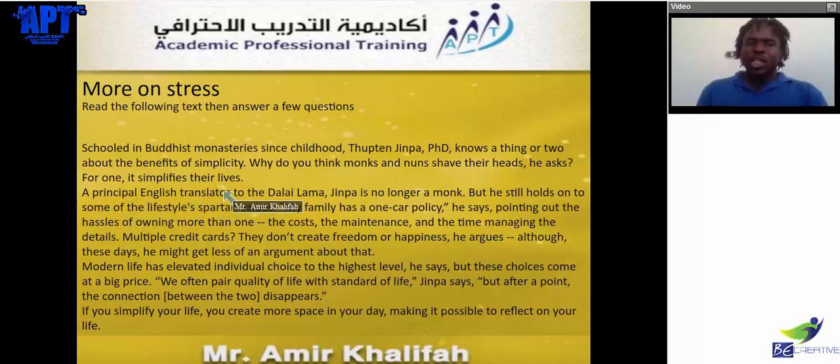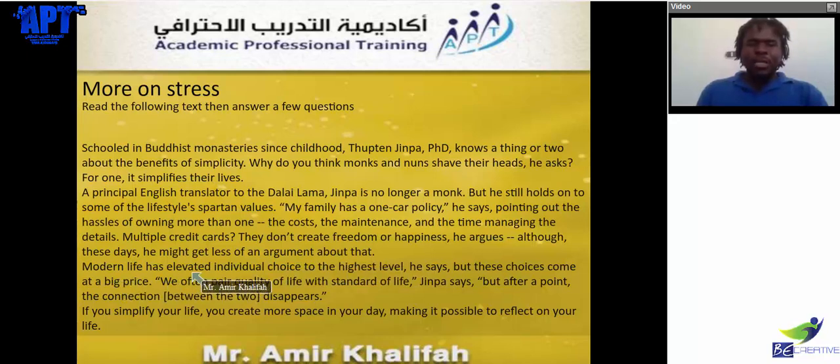A principal English translator to the Dalai Lama, Jinpa is no longer a monk, but he still holds on to some of the lifestyle's Spartan values. "My family has a one-car policy," he says, pointing out the hassles of owning more than one: the cost, the maintenance, the time managing the details, multiple credit cards. They don't create freedom or happiness, he argues. Although these days he might get less of an argument about that.